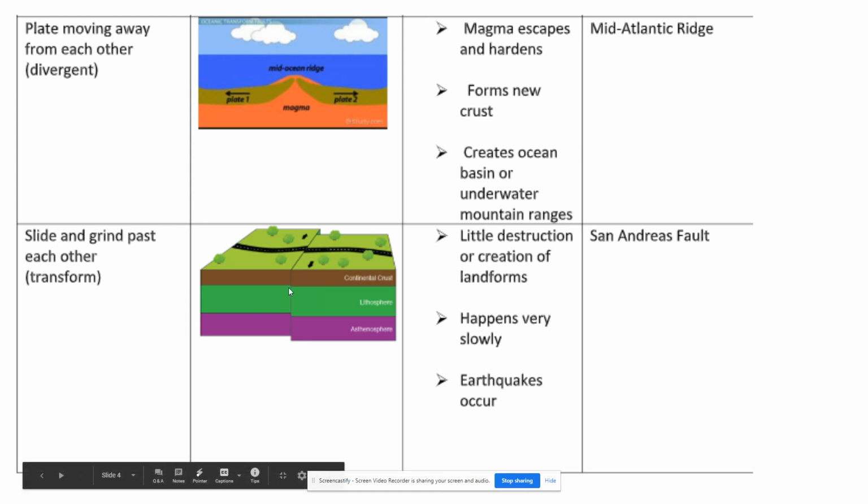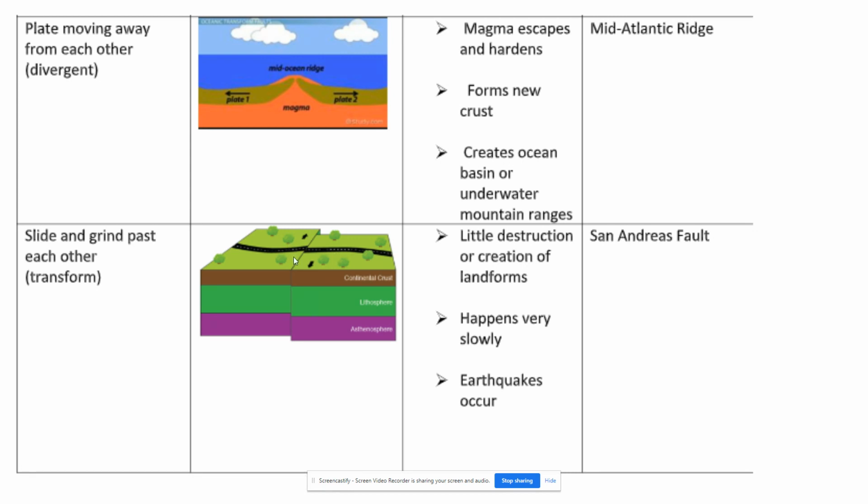And then the last one is where plates are moving like this. One's moving one way, one's moving the other way, but they're sliding past each other. And they slide and they grind. And so you don't get a lot of landforms there, but what you get is a lot of earthquakes. And the earthquakes, if they're strong enough, can shift the land and push it up or down. But mostly what happens is it just crumbles everything and you get destruction during the earthquake. But when that's not earthquake time, you don't really even see it there. The San Andreas Fault in California is our big example of that.